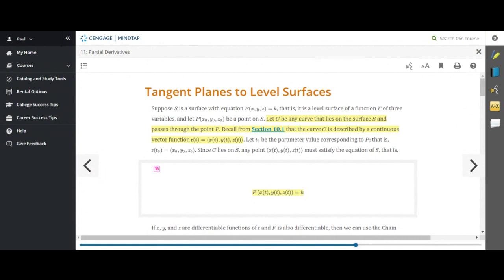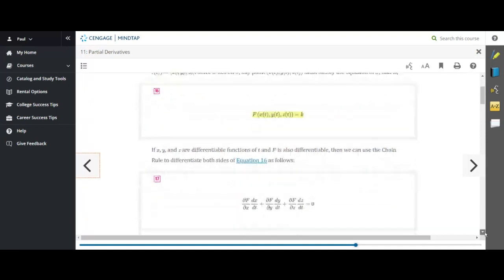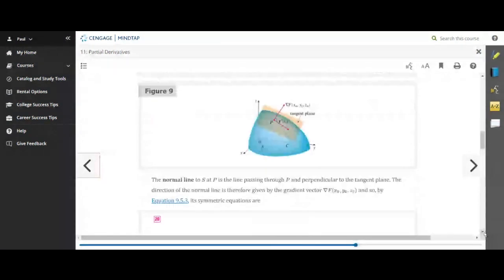Well, if we take our function of x, y, and z and set it equal to a constant, then we will get a level surface. And we'd like to be able to find the tangent plane to the level surface. So here in figure 9, this is the scenario we're talking about.